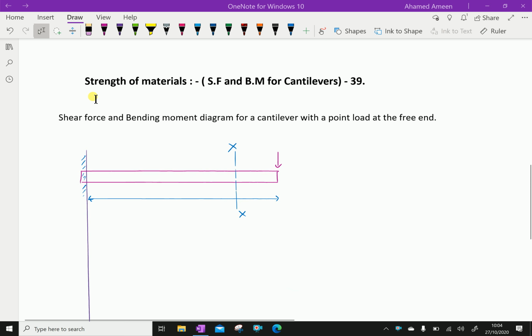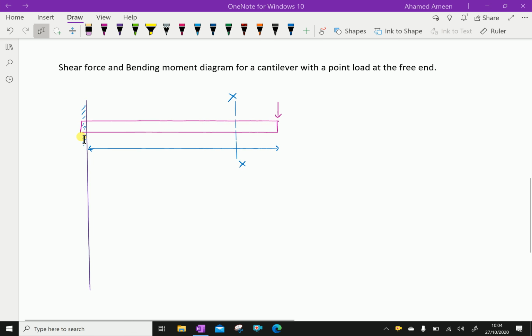Welcome to aminacademy.com. In strength of material, we'll discuss shear force and bending moment for cantilevers. Here, we'll discuss the shear force and bending moment diagram for a cantilever with a point load at the free end.